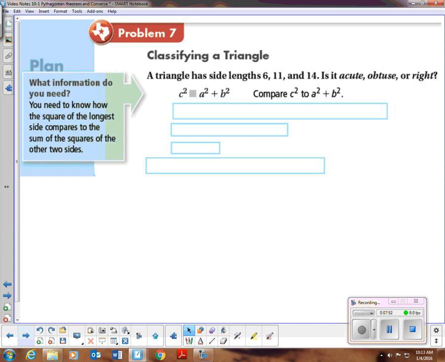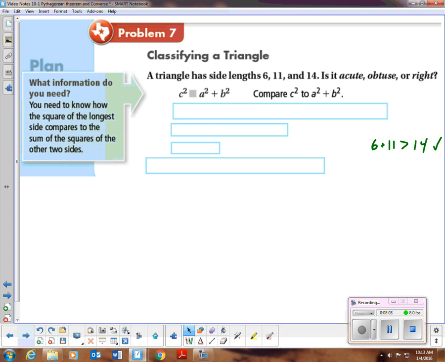All right, classifying a triangle. A triangle has side lengths 6, 11, and 14. We want to know if it's acute, obtuse, or right. Well, the first thing you want to check is, does it make a triangle? So, is 6 plus 11 greater than 14? Well, that checks. So then it is a triangle.